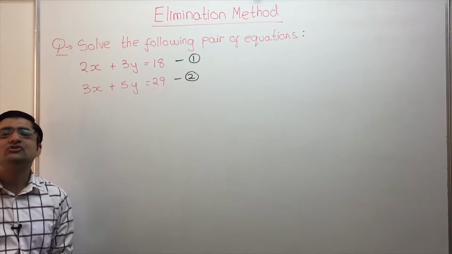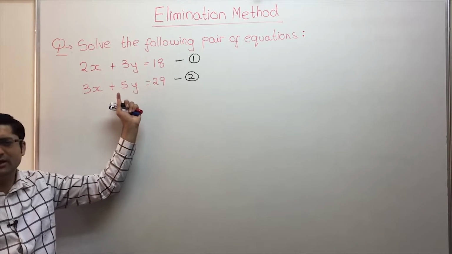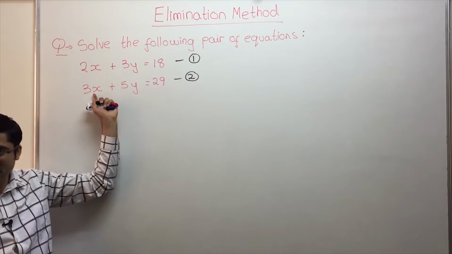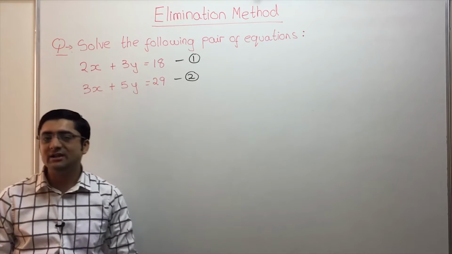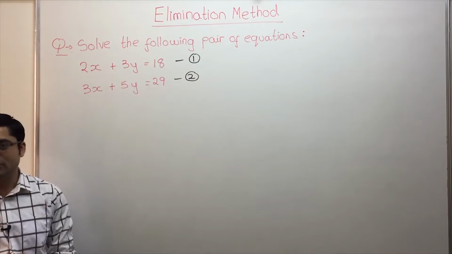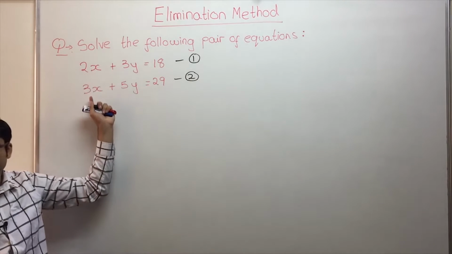So the next step is to choose a variable you want to eliminate. We have two variables over here, x and y. Choose any variable, whichever you want to eliminate. So let's say I want to eliminate the variable x. Now the question is, how do I eliminate the variable x? To do that, we equate the coefficients in both the equations. That means I want the same coefficient of x in both the equations.